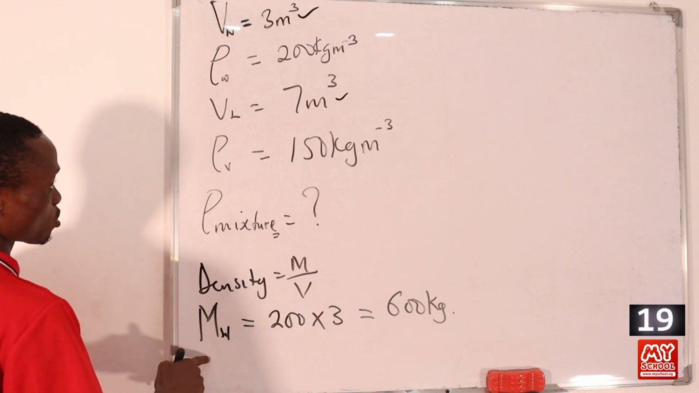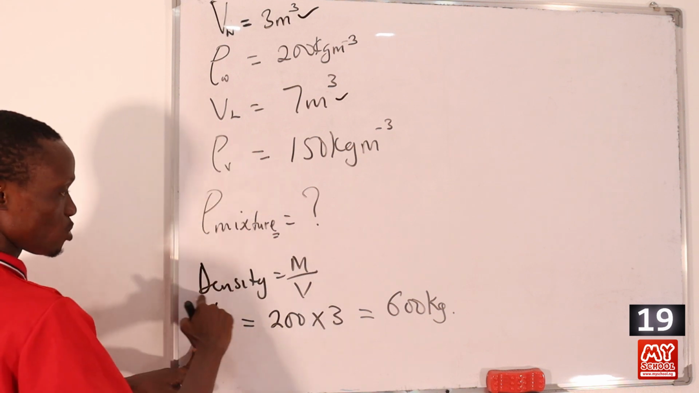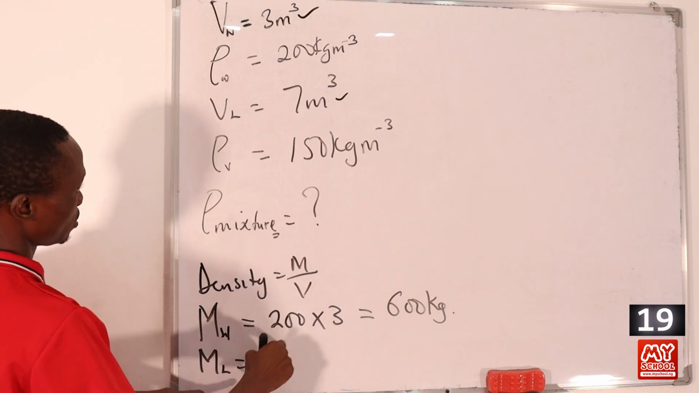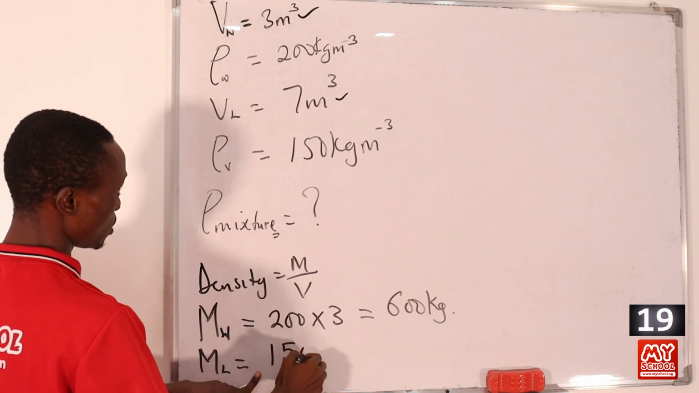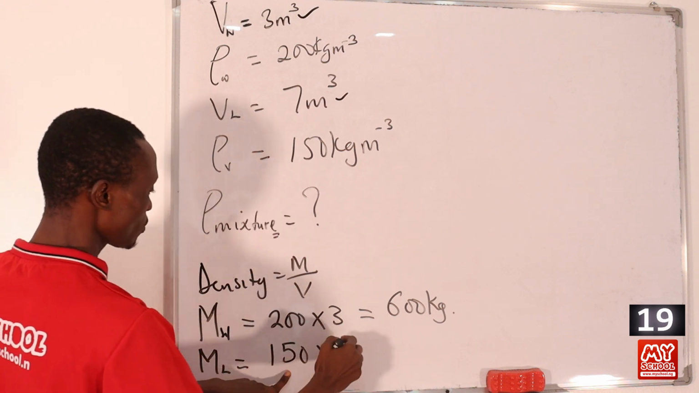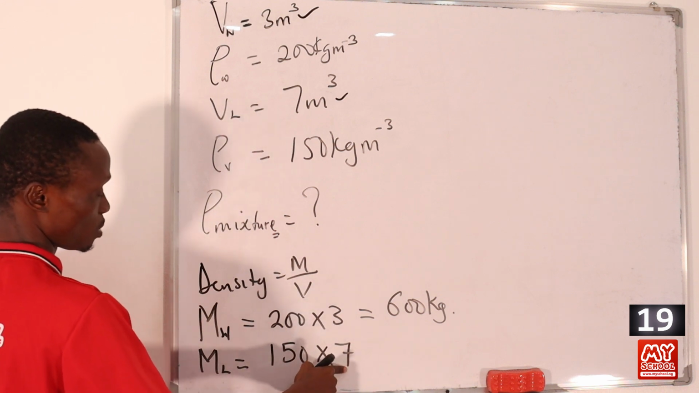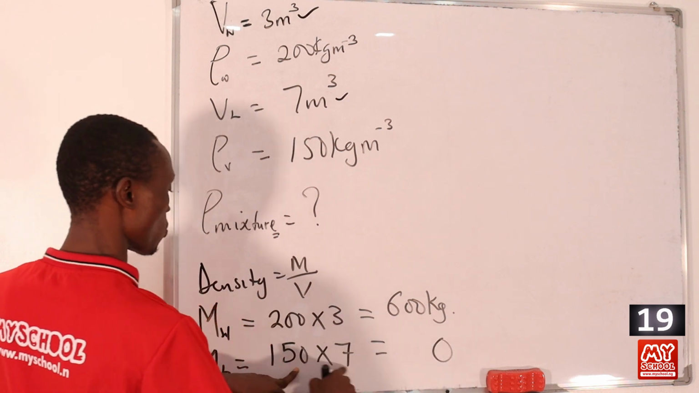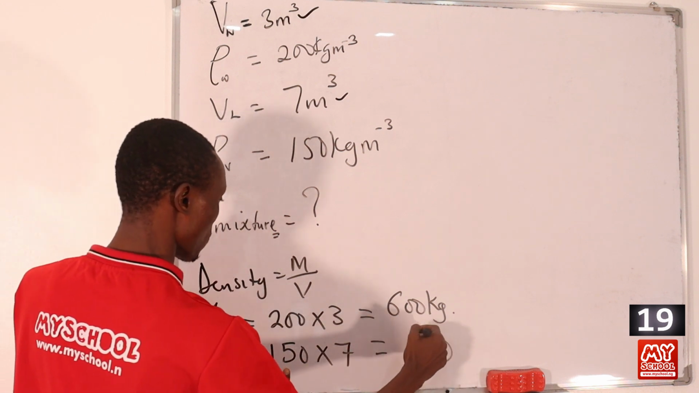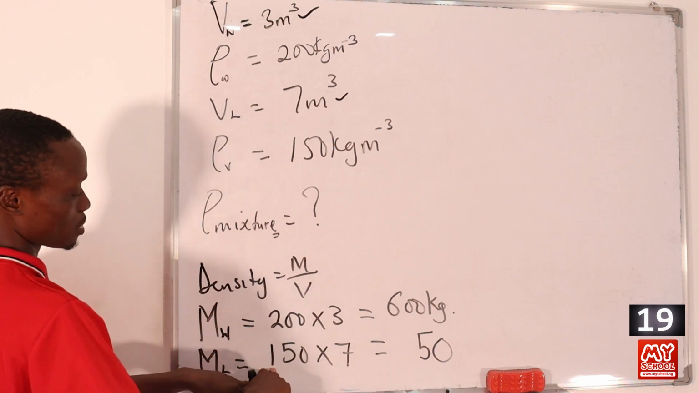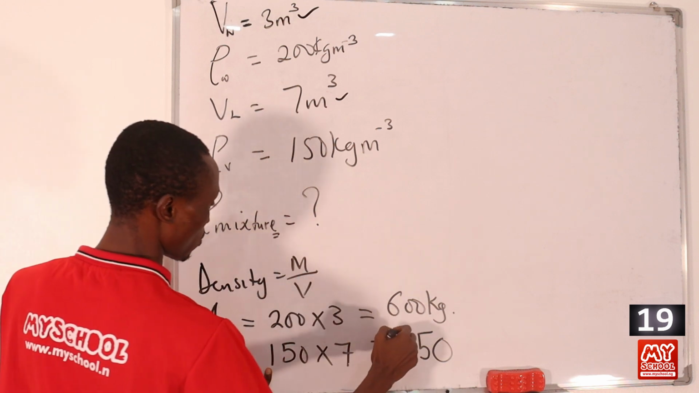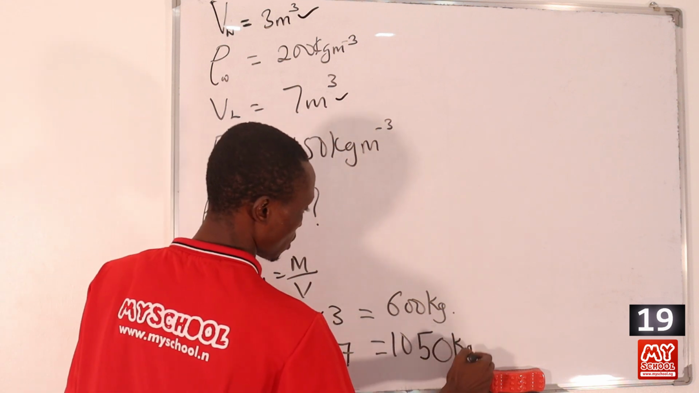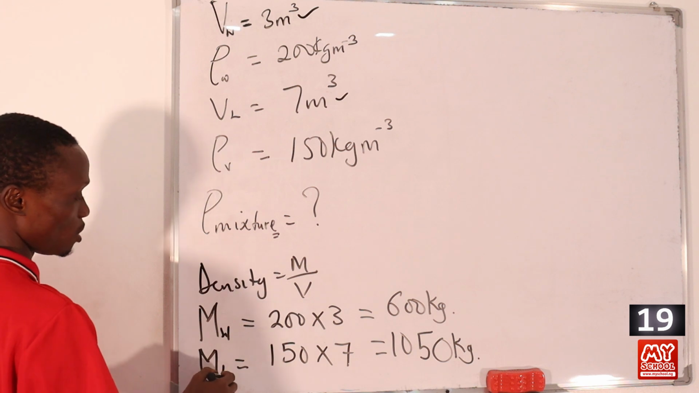We can as well solve for the mass of liquid L using this same formula. For liquid L, the density is given to us as 150, times 7, the volume is 7 meters cube. If we multiply this together, 5 times 7 gives 35, so we write down 5 and carry 3. Then 1 times 7 plus that 3 we carried gives us 10. So in this case, we have 1050 kilogram for the mass of liquid L.